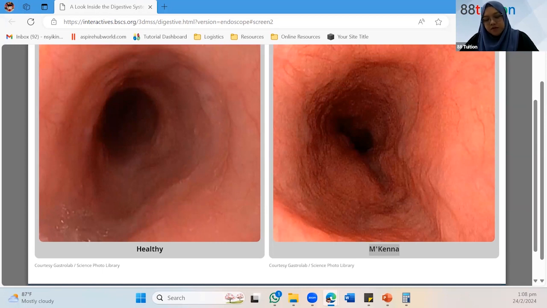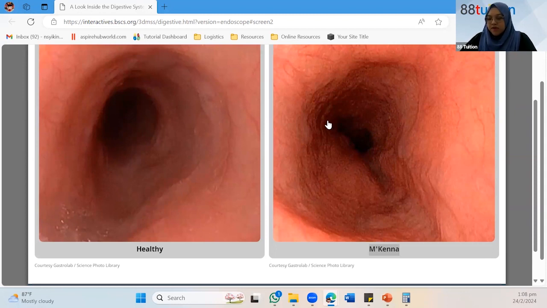Possible, because red blood cells carry the red pigment to give blood the red color. Okay, possible, but there's another difference in the appearance of the healthy and the McKenna one. You can see the healthy one has a larger space in the tube. This one is a bit narrower. Can you see or not? Like the walls, the whole opening of the tube here is narrower than the healthy one.